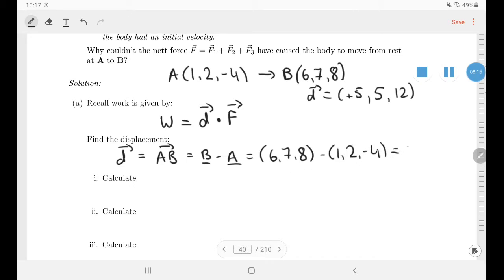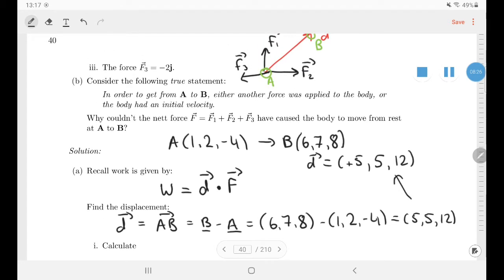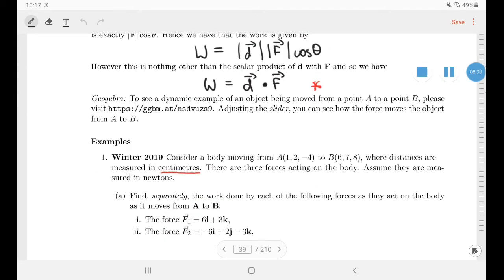6 minus 1 is 5. 7 minus 2 is 5. And 8 minus negative 4 is 8 plus 4 is 12. And we've seen this up here. So now we're going to calculate the work done by the first force, the second force, and the third force separately. That's what the question is looking for. Find separately the work done by each of the forces.